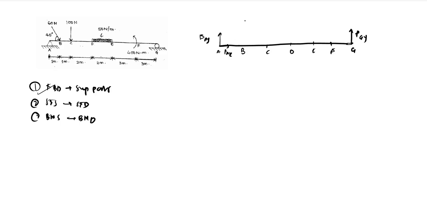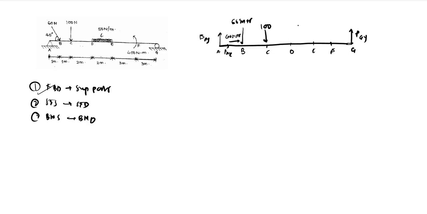At B, we have an inclined force which we need to resolve. So the components will be 60 sin 45 in the vertical direction and 60 cos 45 in the horizontal direction. And at C, we have a 100 Newton force acting downwards.